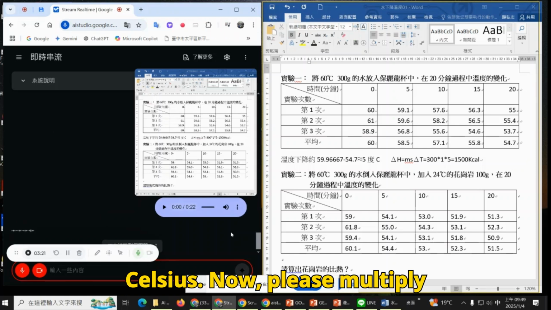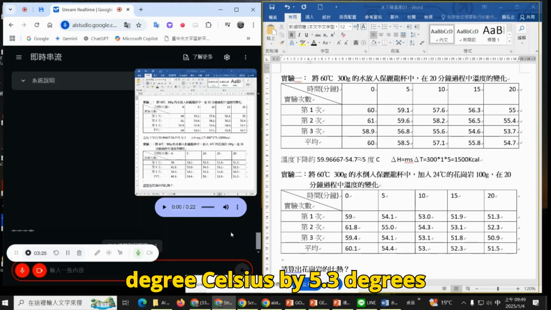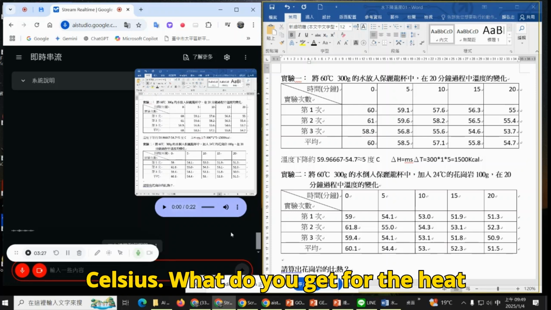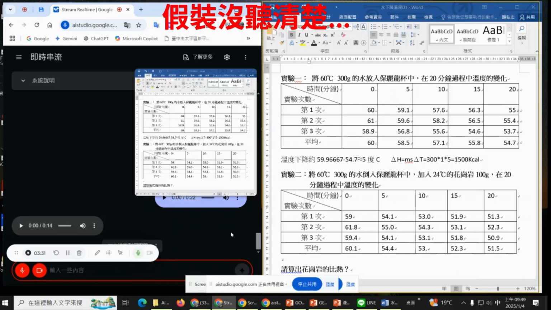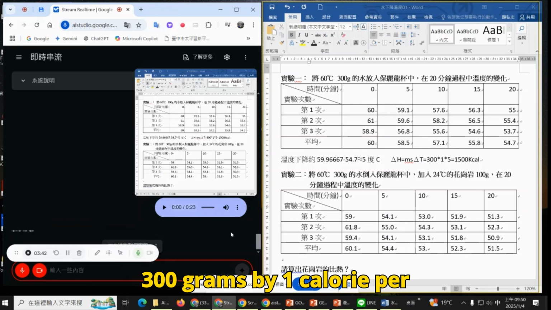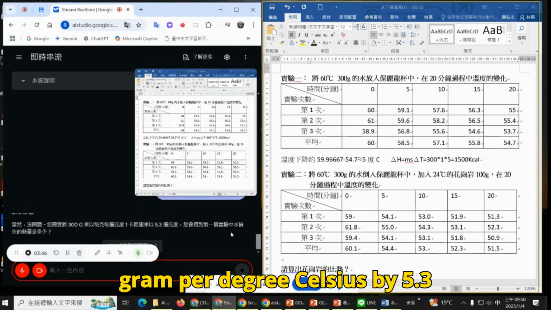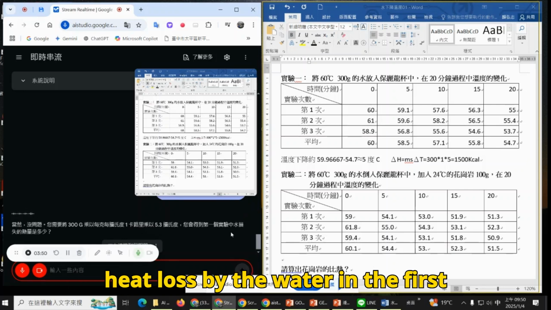Now, please multiply 300 grams by 1 calorie per gram per degree Celsius by 5.3 degrees Celsius. What do you get for the heat lost by the water in the first experiment? 你可以再说一遍吗？刚刚没有听清楚。Sure, no problem. You need to multiply 300 grams by 1 calorie per gram per degree Celsius by 5.3 degrees Celsius. What do you get for the heat lost by the water in the first experiment?